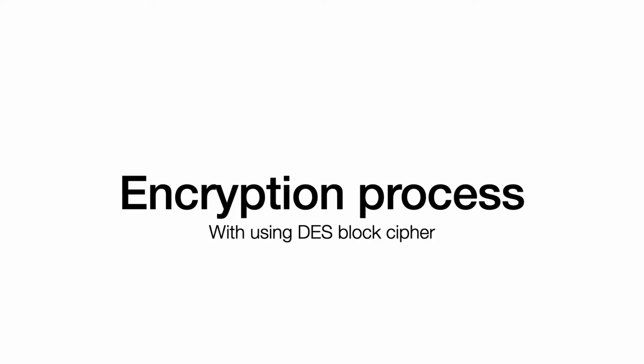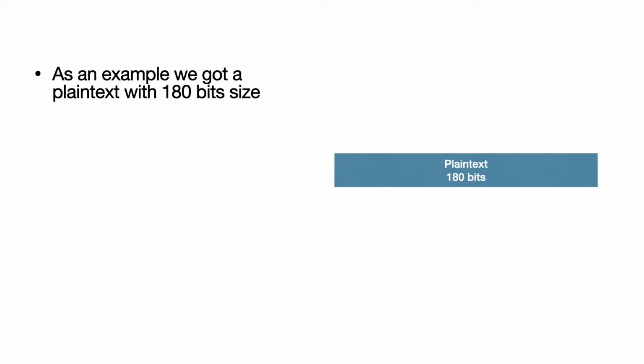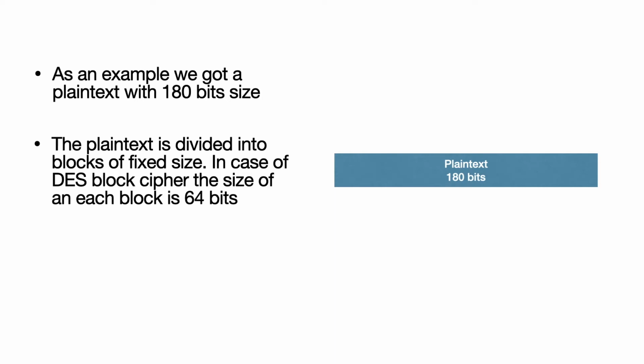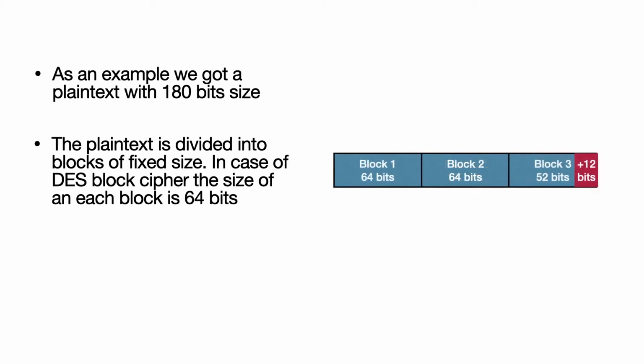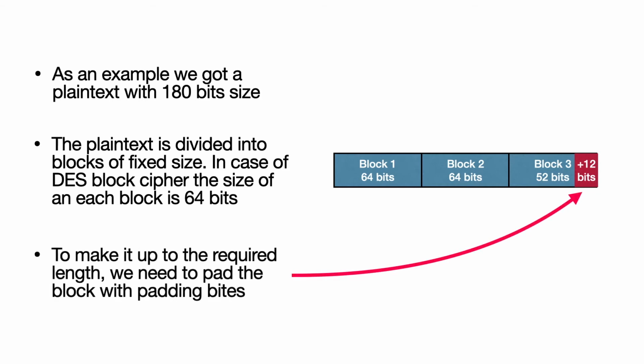Let's look at an example of the encryption process of Cipher Block Chaining using the DES block cipher. As an example, we have a plaintext with 180 bit size. The plaintext is divided into blocks of fixed size. In the case of the DES block cipher, the size of each block is 64 bits. To make it up to the required length, we need to pad the block with padding bytes.